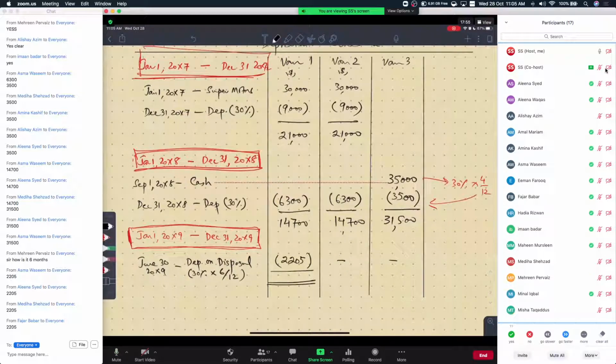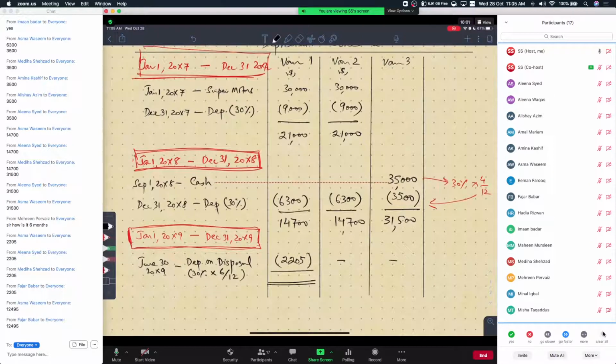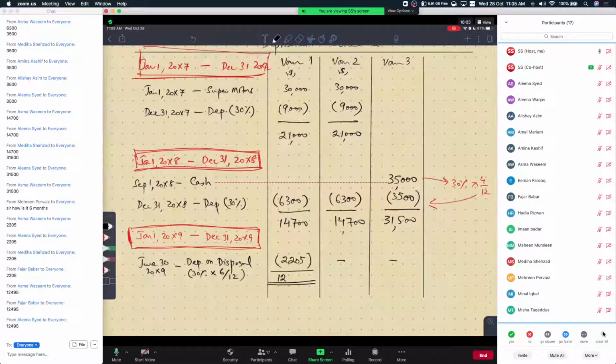Can you tell me the net book value for van 1 only? 12,495. So we understand that the van 1 column will be permanently closed down. Why? Because van 1 does not exist for us anymore. Van 1 has been sold. So the van 1 column needs not to continue in future, right? That is why we closed it down.